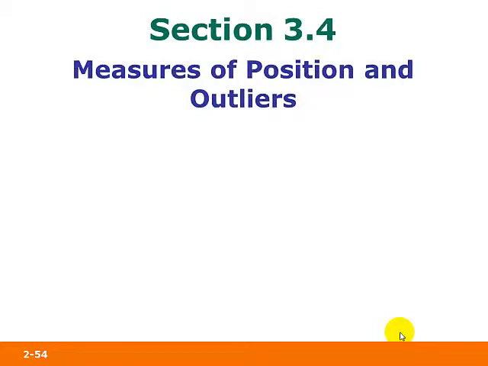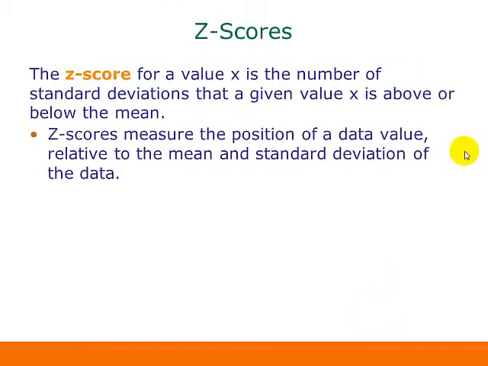Hi, this is your video for section 3.4, which talks about measures of position and outliers. A z-score for a value x is the number of standard deviations that the value x is above or below the mean. And we use the variable x to refer to our data values. So z-scores actually measure the position of a data value relative to the mean and the standard deviation of the data.